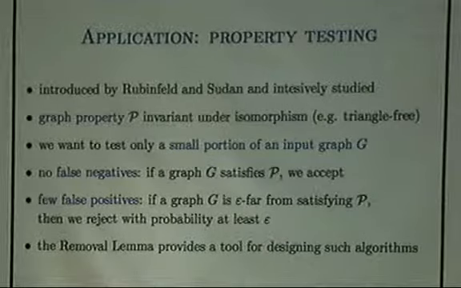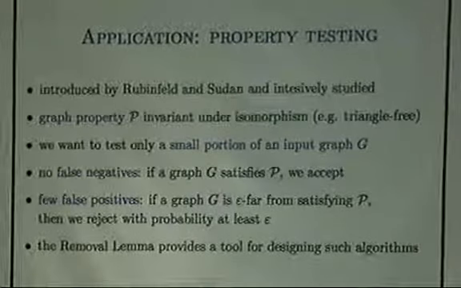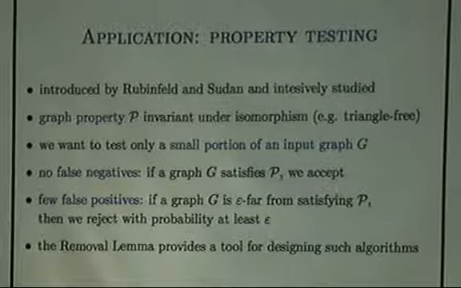You should reject with probability at least 1 minus epsilon. So the removal lemma provides us a tool for designing such algorithms, which can tell you some properties about a big input graph by testing only a small part of it, and with high probability telling you the properties about the whole graph.